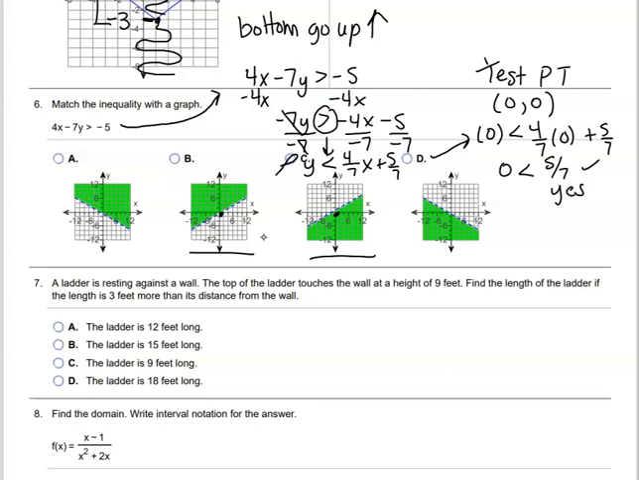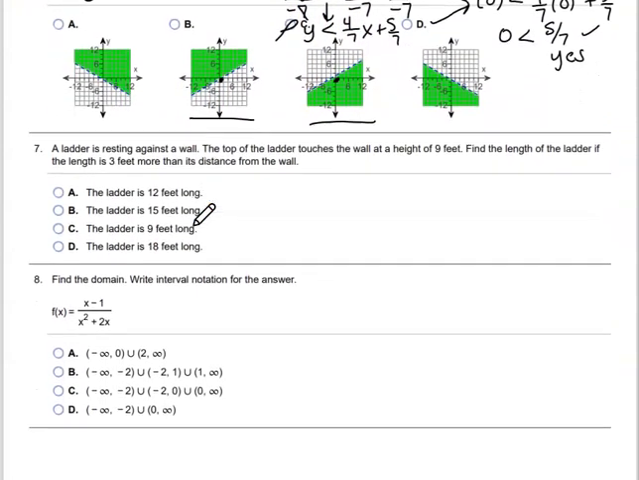Another thing I want to point out is that all these lines are dotted and not filled in because we don't have a symbol that has the equal to part with it. Otherwise it would be a solid line. So we're going to say C on that one.